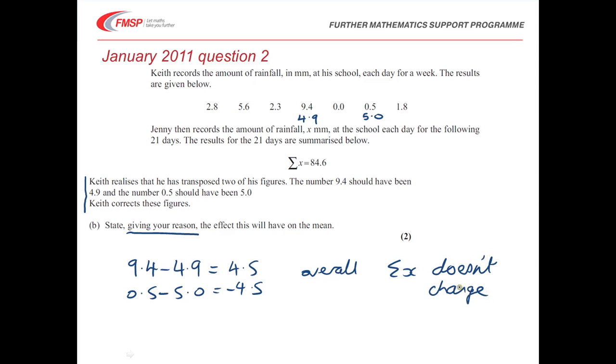Okay, and of course you can get to that by actually just redoing the whole calculation with Keith's new numbers, and realizing you still get 107. So because sum of x doesn't change, x bar over sum of x doesn't change either. Okay, so again, there's a variety of ways of doing that, but that's quite a nice one. So 2 marks. One of them is for basically saying that there's no change to the mean, and the other one is to justify why. And this is one technique that we could use.